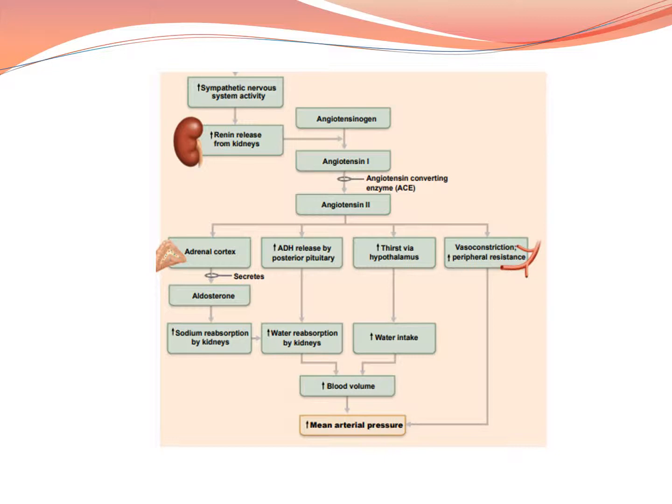Angiotensin 2 also stimulates the adrenal cortex to release aldosterone. Aldosterone increases the reabsorption of sodium ions in the kidneys, and as sodium ions are reabsorbed, water follows. This consequently increases blood pressure.